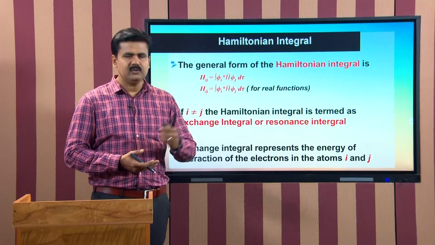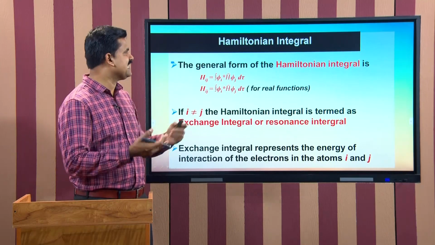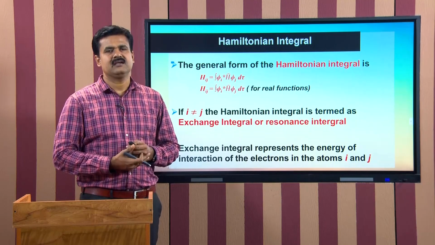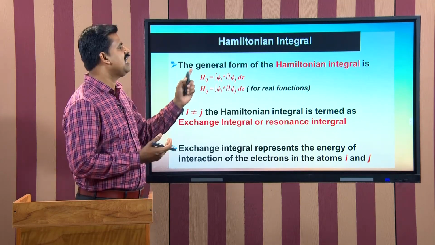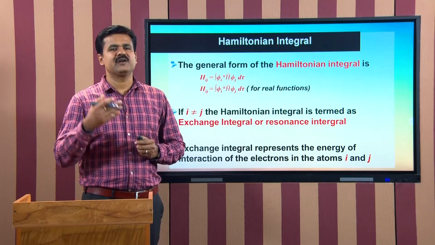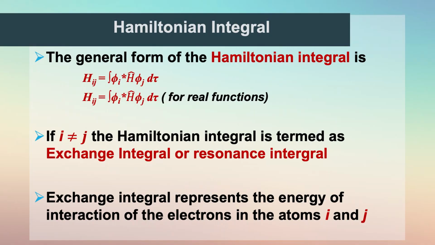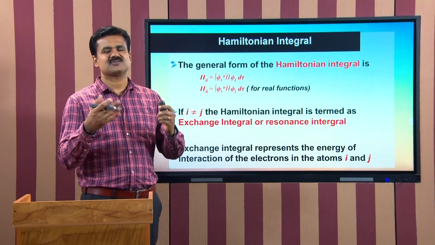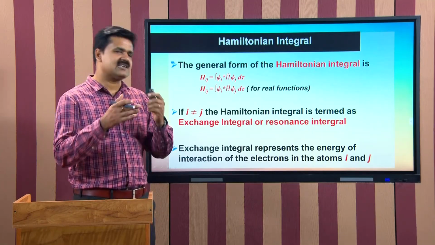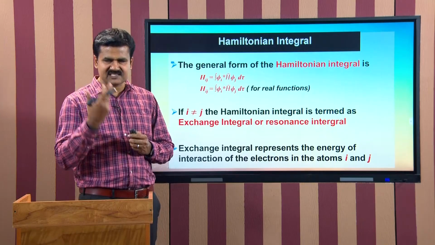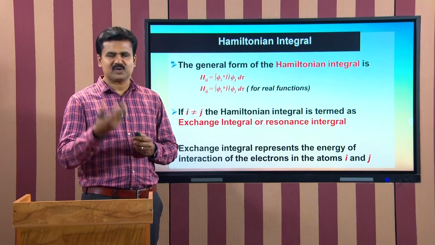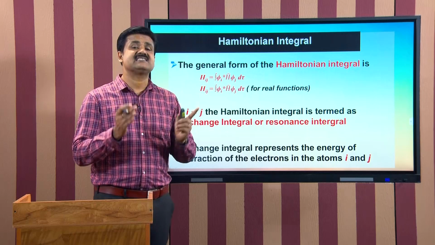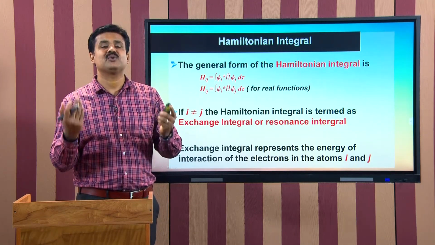Now, the second integral that is of high applicability in HMO theory is the Hamiltonian integral. The name Hamiltonian integral is because this integral consists of H hat. H hat is the popular Hamiltonian operator, that is the total energy operator. H hat is equal to minus h cross square by 2m del square plus V. It consists of a kinetic energy part and a potential energy part. H hat is termed as the Hamiltonian operator, and the integral containing H hat is termed as the Hamiltonian integral.